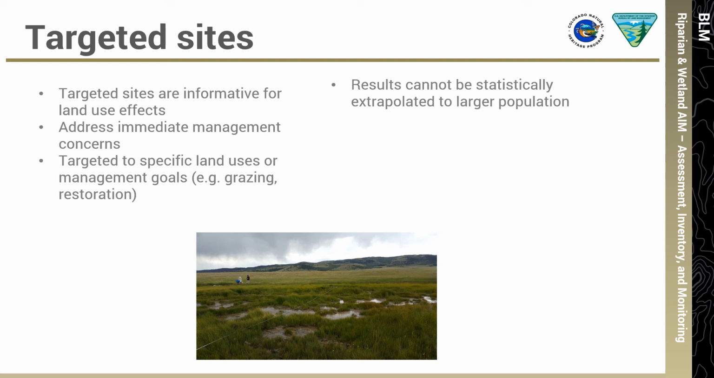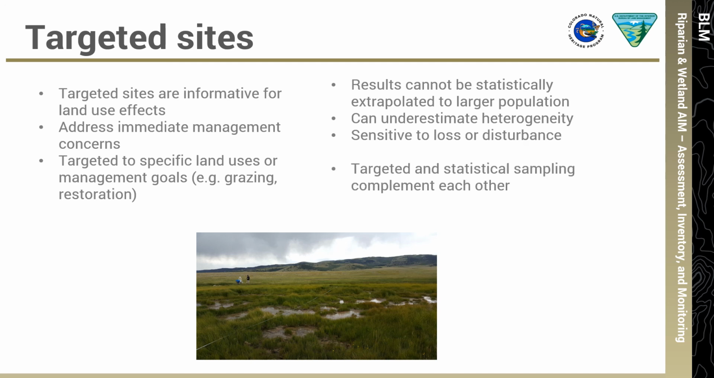However, some important considerations for targeted sites are that results from targeted sites cannot be statistically extrapolated to the larger population. They can potentially underestimate heterogeneity. They can be sensitive to loss or disturbance. However, targeted and statistical sampling complement each other, and when both are used together, can provide a more holistic picture of information about riparian and wetland resources in a study area. Strong monitoring programs often have a mix of both targeted and random points.